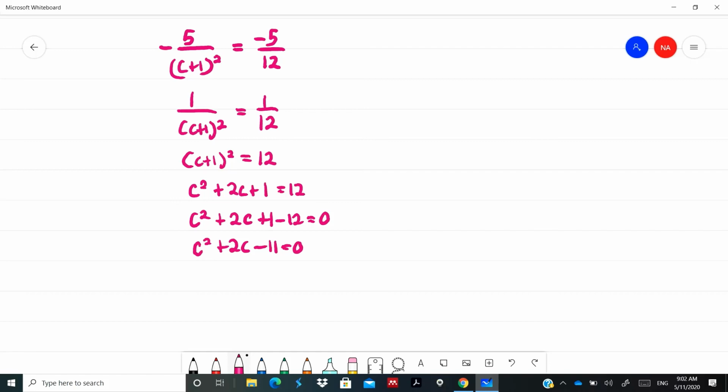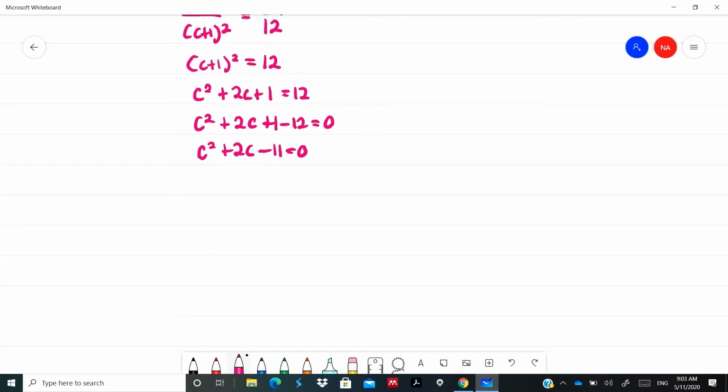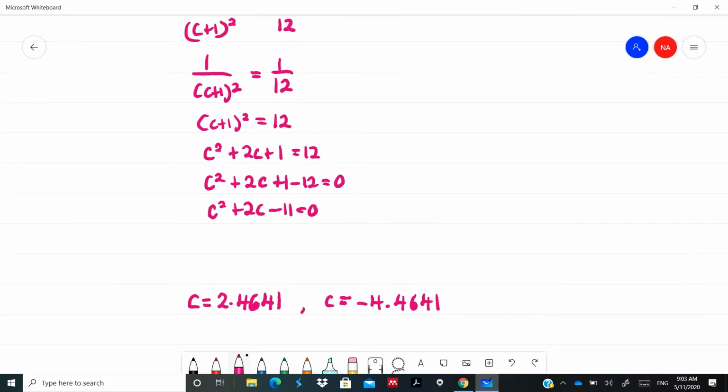All right, so now we can use the calculator. So we enter 1, 2, negative 11. The value of c will be obtained as 2.4641, and another one, because it is quadratic, so it should have two values here, negative 4.4641.